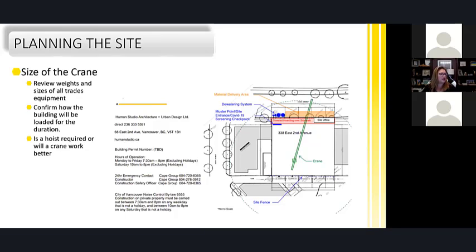Confirm how the building will be loaded for the entire duration. One of the other concerns we've had, one of the things we learned on Brock Commons, was we couldn't put a hoist on the building because of the speed of the construction. By the time we would be at the top floor, the bottom floors needed to be loaded in. So we couldn't actually put a hoist on the building and be able to do everything we needed to do. The hoist wouldn't be able to do the service. So what we realized is we were going to have outriggers on that building just because of the speed.